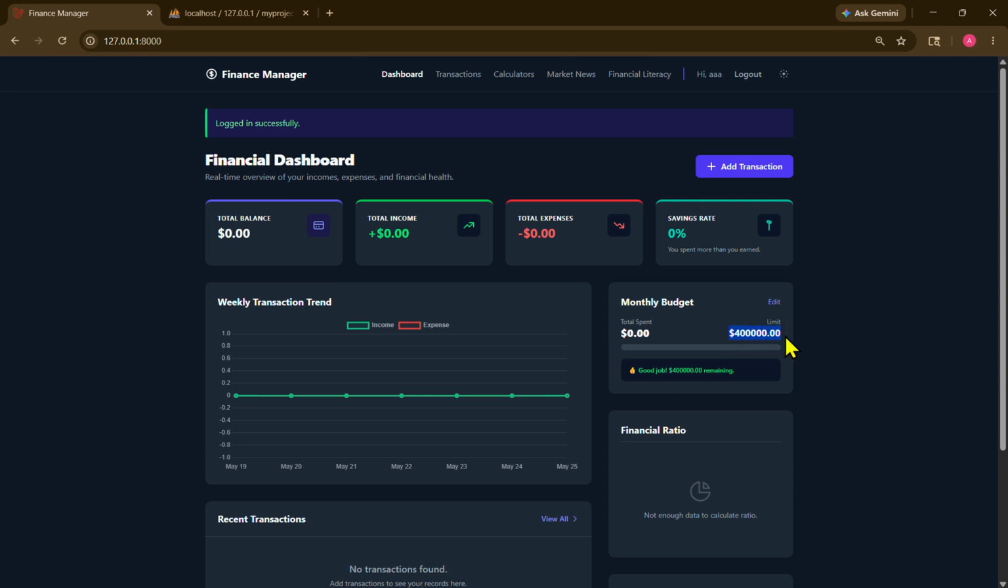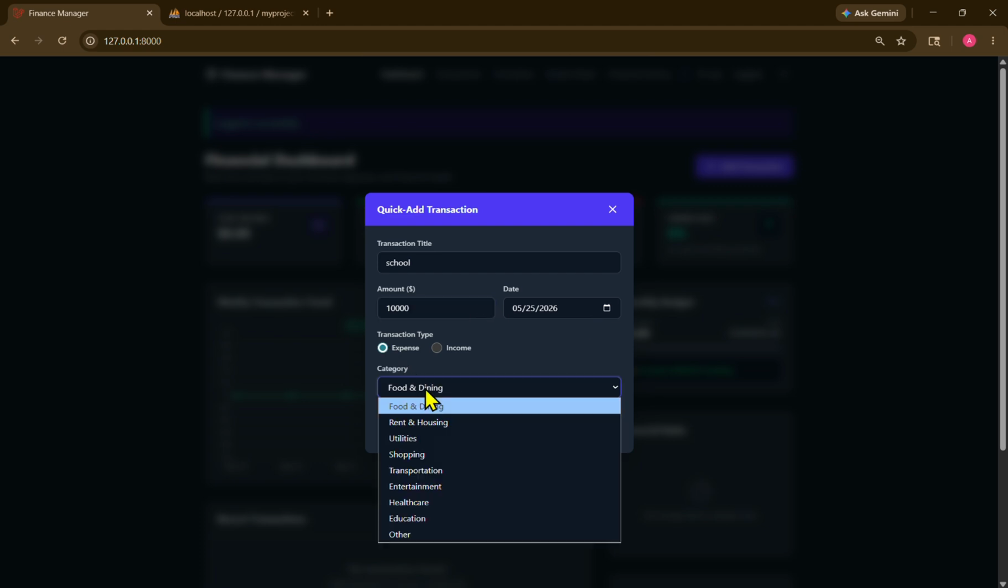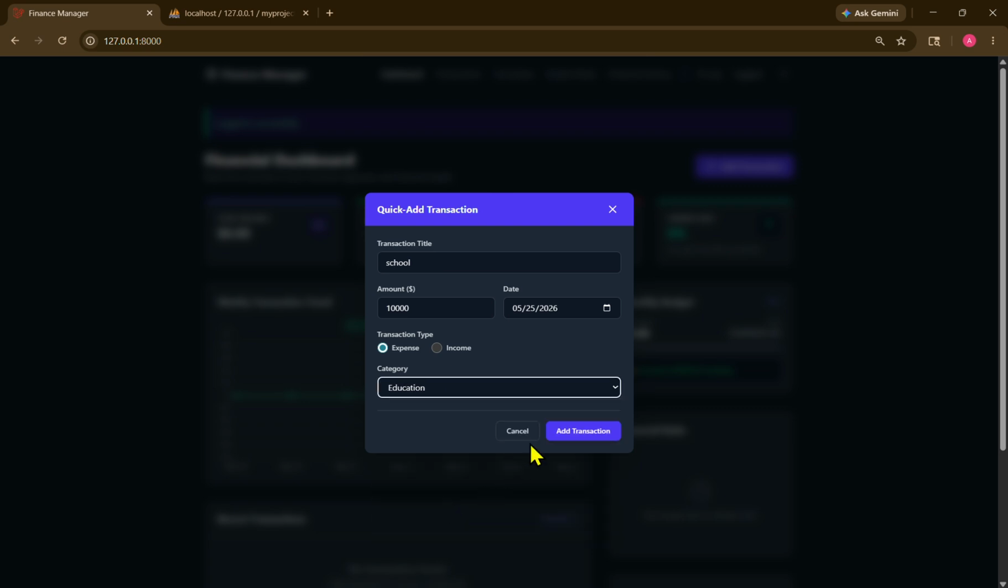Now let us add a transaction. Suppose we have to pay school salary, and the amount of salary is 10,000. This will be our expense. It will not be our income, because this is the money which we are spending. This will come under education, and we will add the transaction.